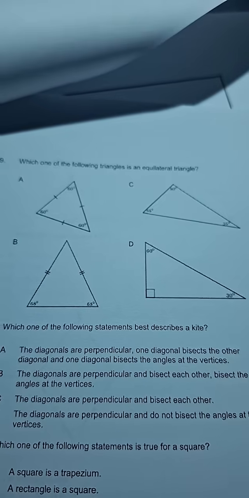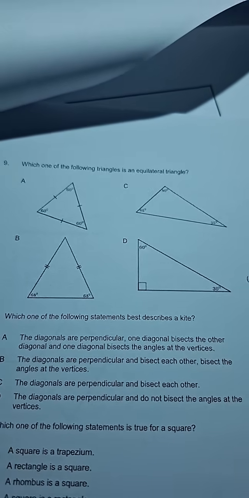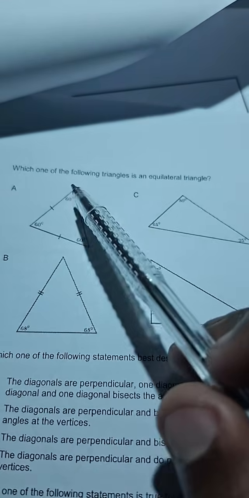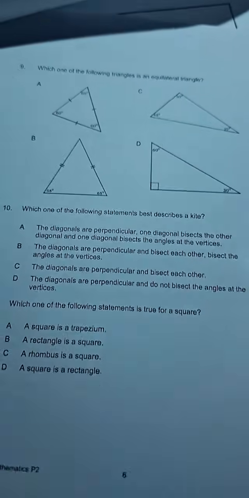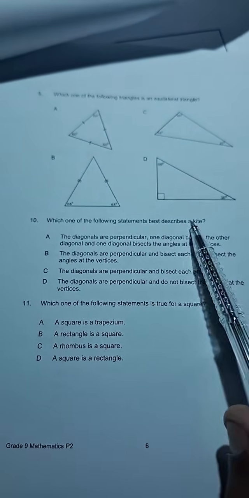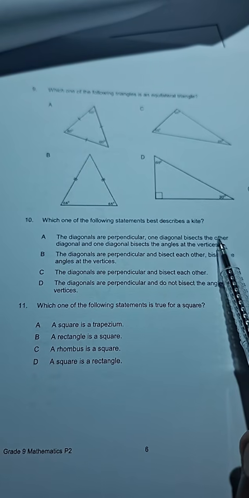Okay, people are saying A. All right, hopefully we all know what an equilateral triangle is: 60, 60, 60, and the sides are all equal. So yes, very true. Very good, very good.